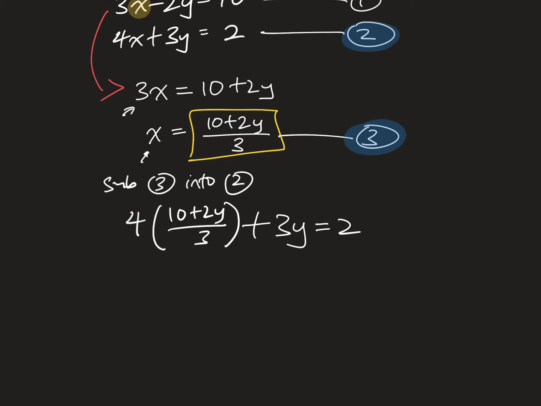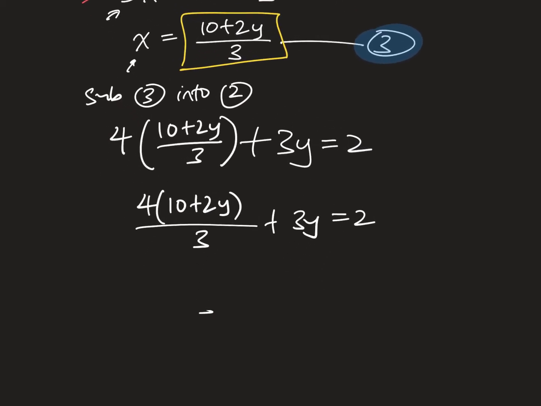We multiply 4 by a fraction, so we actually multiply 4 into the numerator. That gives us 4 times 10 plus 2y over 3 plus 3y equals 2. And then let's multiply it in. So 40 plus 8y over 3 plus 3y equals 2. Now this 3 over here can be a little tricky, right? Because it's a denominator, while the other numbers and variables don't have denominators.